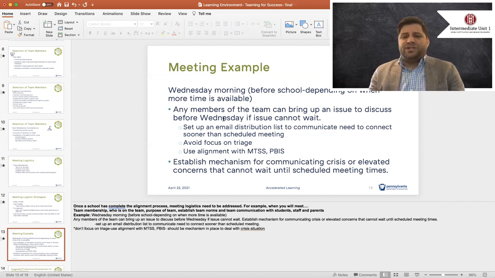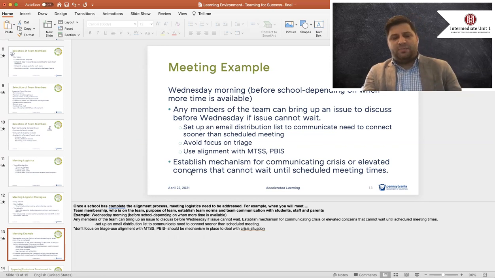We want to avoid focusing on triage and instead use the alignment with MTSS and PBIS. We should also have a management system in place to deal with a crisis situation, and that can come from the MTSS and PBIS alignment. What are the crises? What's the nature of the crisis? And how are we going to deal with and address that crisis within this team?